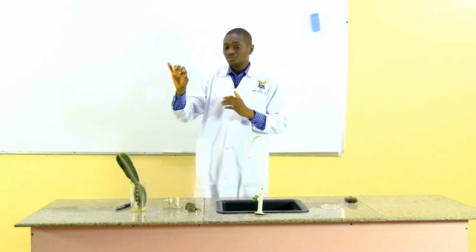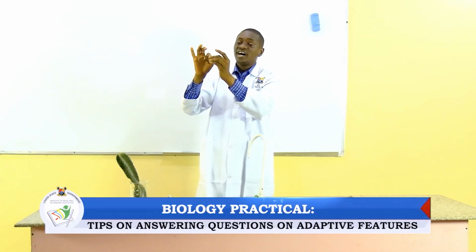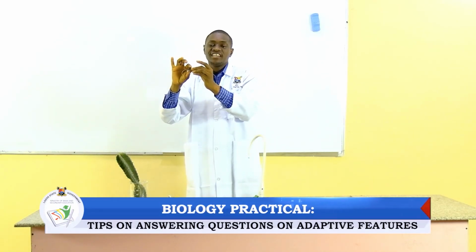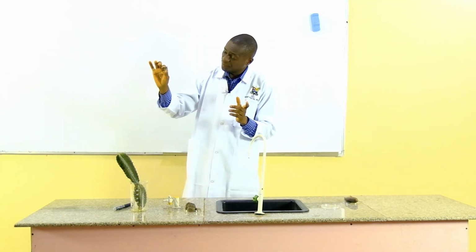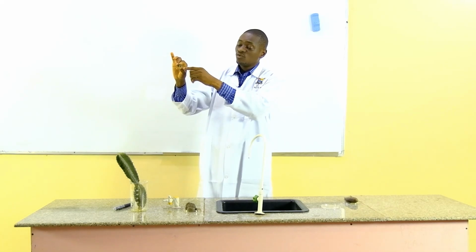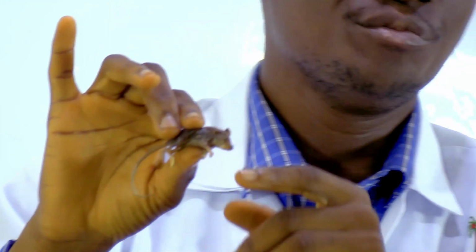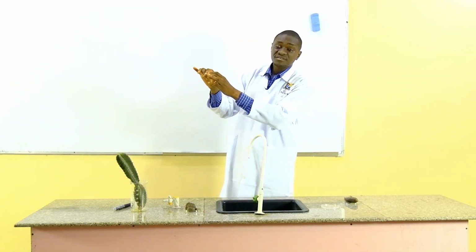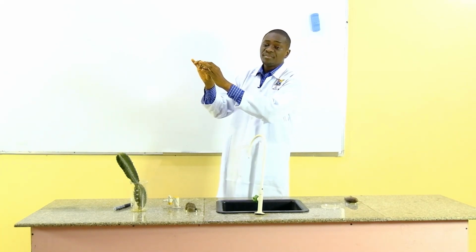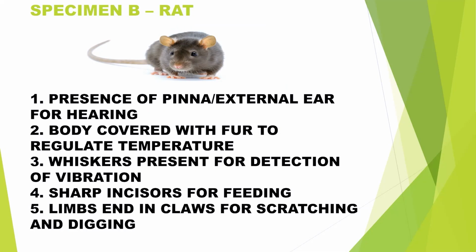Number 2, you see that the body of a rat is covered with fur. That is for regulation of temperature. And number 3, the rat has whiskers. It has whiskers for it to be able to detect vibration. And when you check through the mouth, the rat has sharp incisors for feeding. As you all know, they are majorly herbivorous animals.